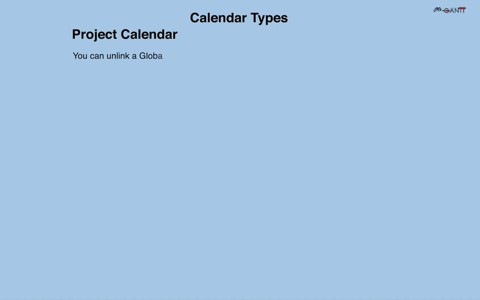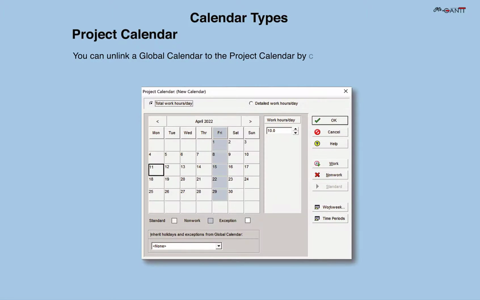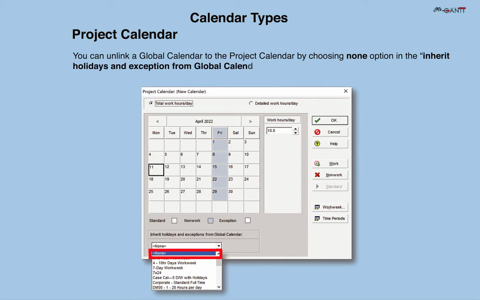You can unlink a global calendar from the project calendar by choosing None option in the Inherit Holidays and Exception from Global Calendar combo box.